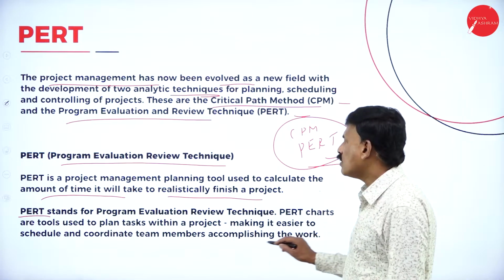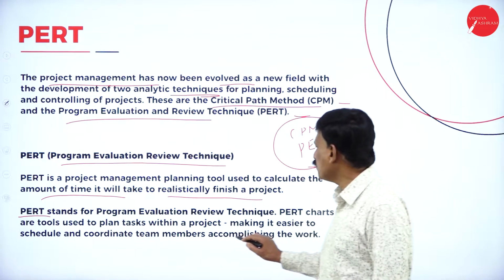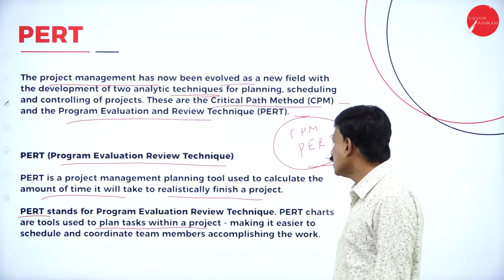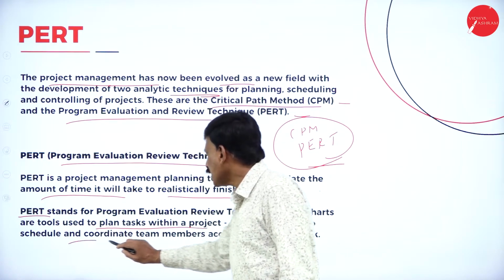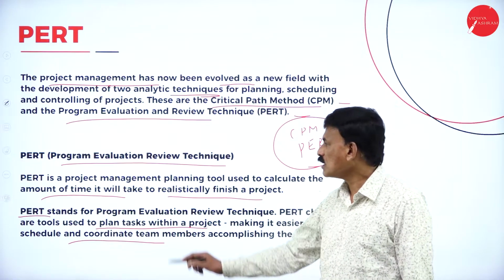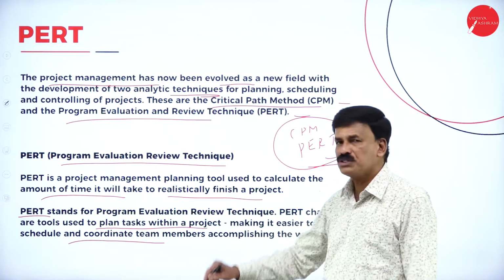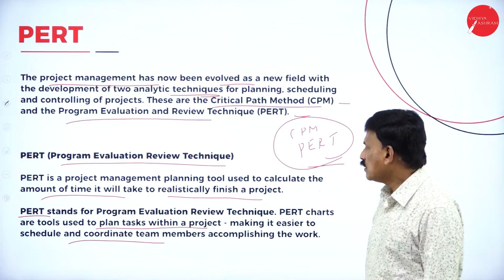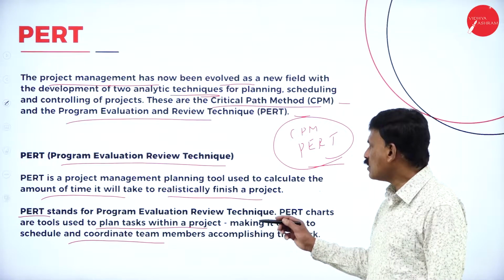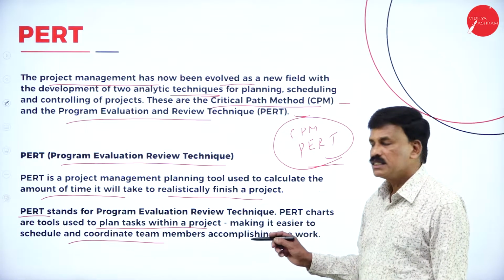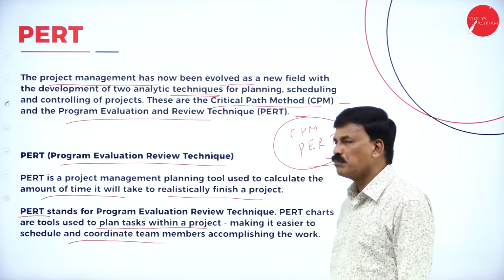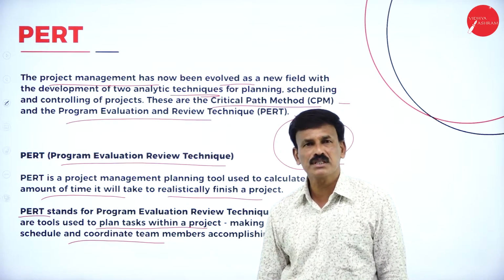PERT charts are tools used to plan tasks within a project, making it easier to schedule and coordinate team members accomplishing the work. This is used as a tool for the tasks within a project, making it easier to schedule and coordinate the team members to complete the task and the project.